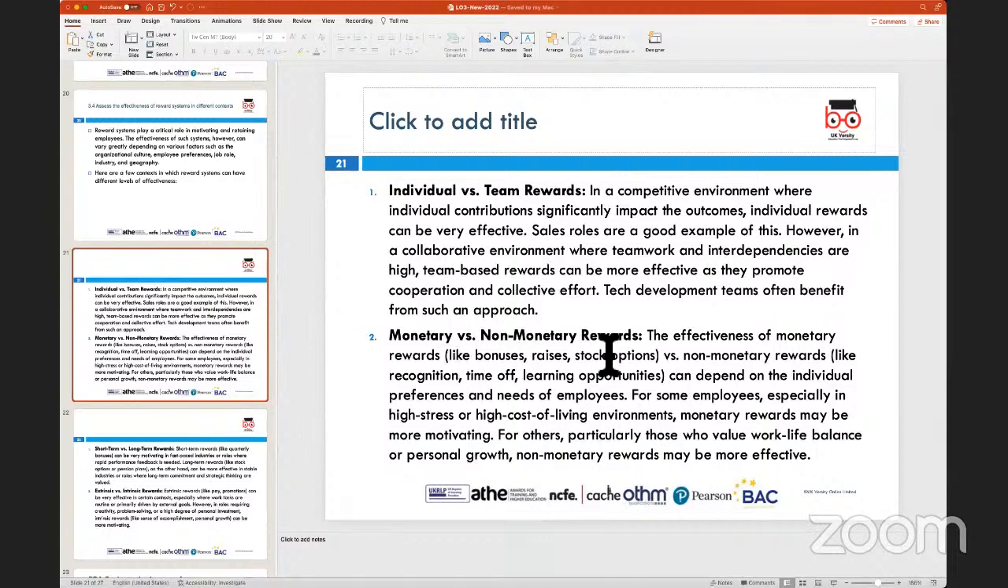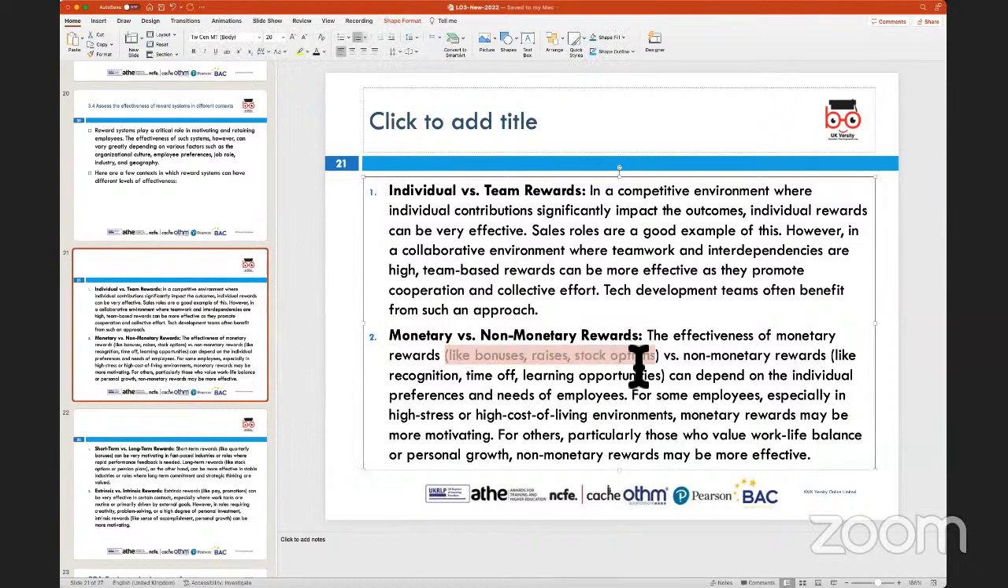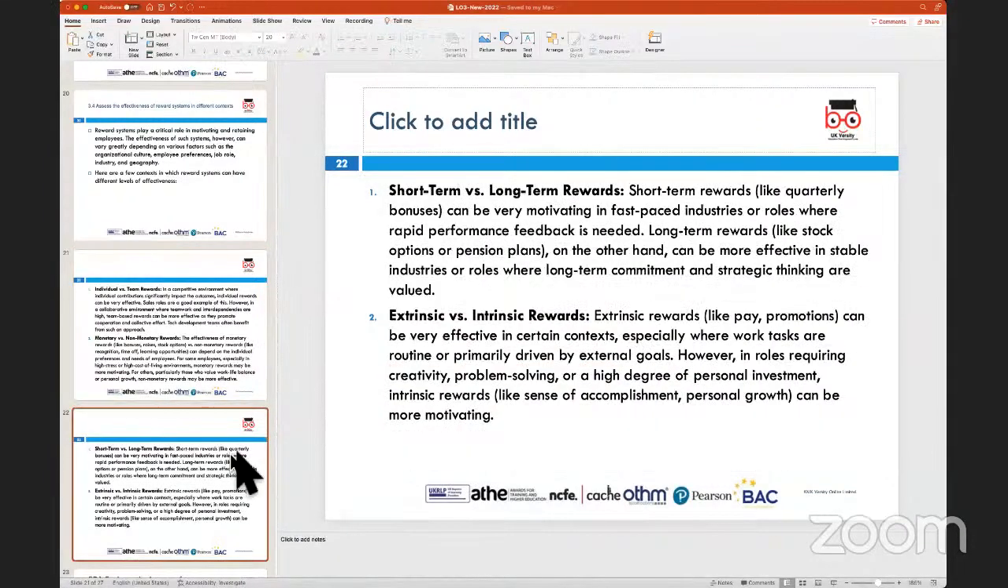Then you have monetary and non-monetary rewards. Monetary rewards tend to be bonuses, increase in salary, promotions, stock options. Non-monetary rewards tend to be recognition or time off, and further training and development within the organization. Then we talk about short-term and long-term rewards. Short-term rewards tend to be quarterly bonuses, for example. Long-term rewards tend to be pension plans and stock option plans, which are to keep the employees in the organization from a long-term perspective, 5 to 10 years.